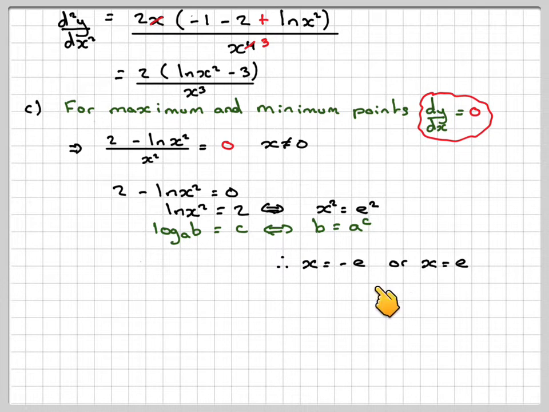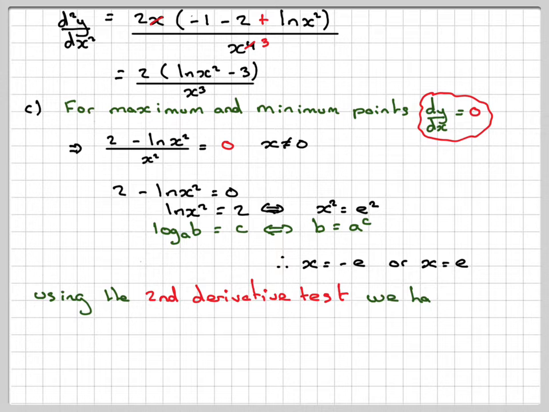It's going to give x to the minus e, or x to the e. So using the second derivative, be careful here also. If you take the 2 down in front, you'll miss one of the solutions if you're not careful. Using the second derivative where x is equal to minus e, we just need to check the sign.